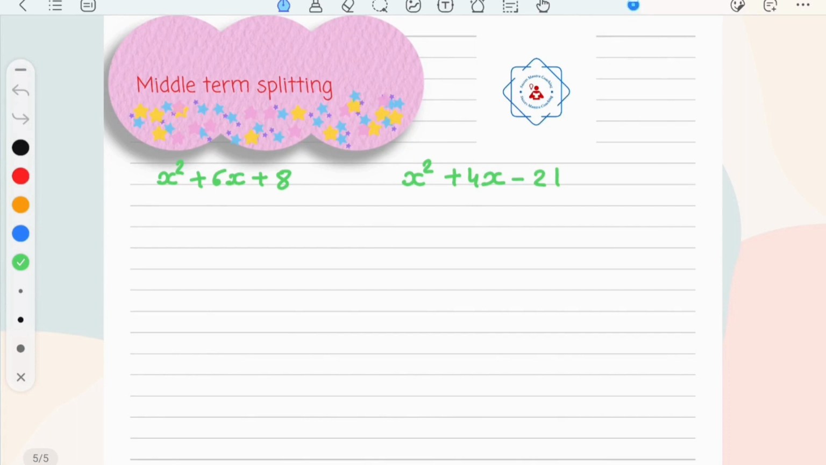Hello guys, today we will learn how to do middle term splitting.